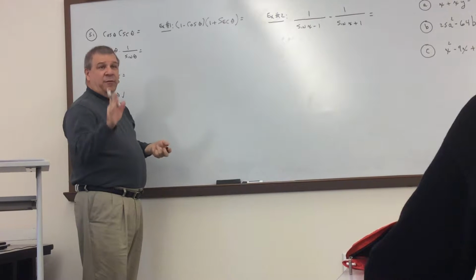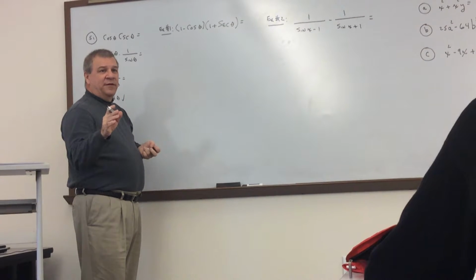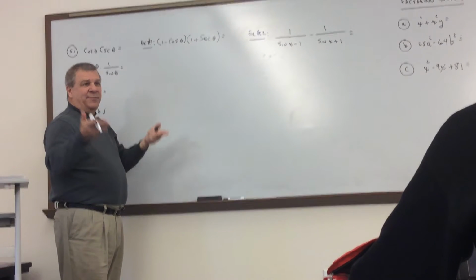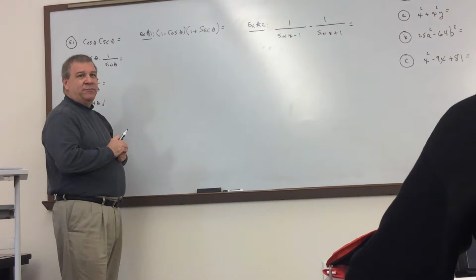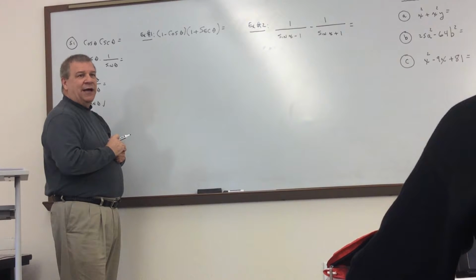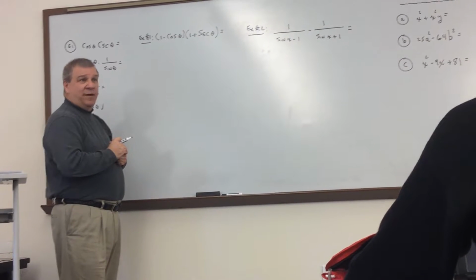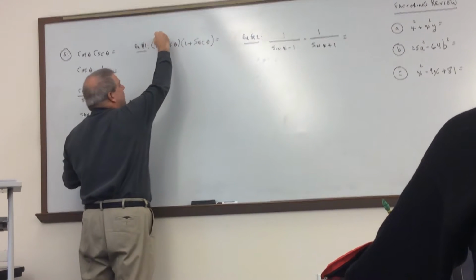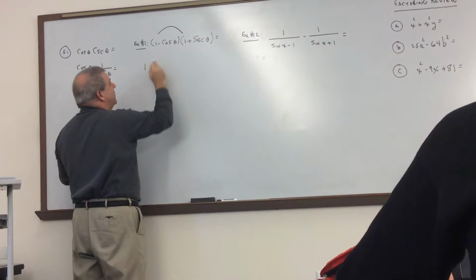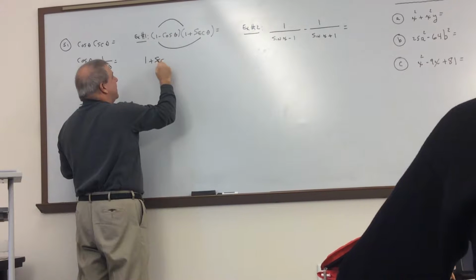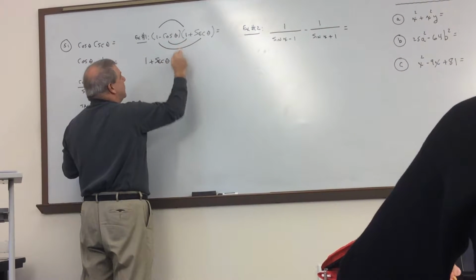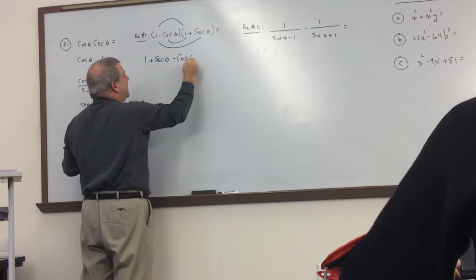Now again, this is the third day in a row I've been saying this. You're using freshman algebra on trig. I think you're beginning to see that, Howard. You use FOIL. That's a FOIL, right? So if you go first 2, that's 1. You go outer 2, that's plus secant of theta. You go inner 2, that's minus cosine of theta.